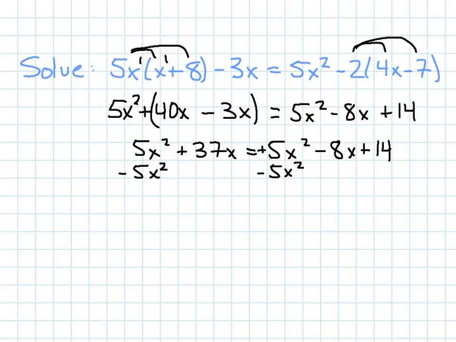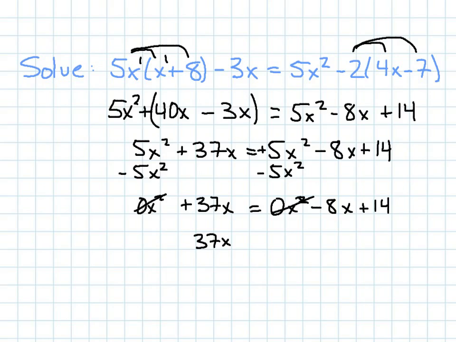Okay? 5x squared minus 5x squared is 0x squared. Same for the other side. 5x squared minus 5x squared is 0x squared. Now 0x squared, like we talked about earlier, is just 0, so we can just drop that. Same for the other one.